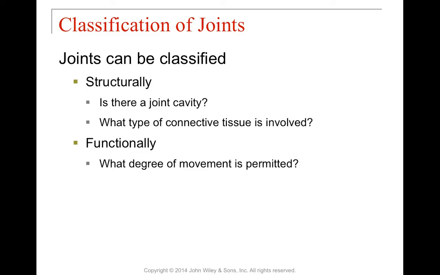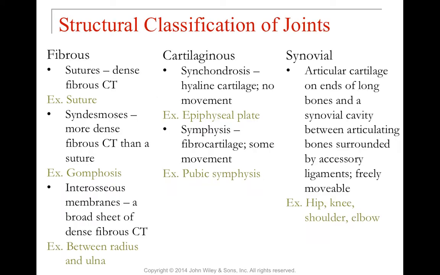To classify them structurally, we need to know if they have a joint cavity and what type of connective tissue is involved in holding these units together. And functionally, we can talk about them in terms of what degree of motion is permitted. So structurally, we can classify them into fibrous, cartilaginous, and synovial. So fibrous are going to be suture joints. So for example, when we just looked at the skull bones and the way those two bones fuse together into sutures, they're going to be dense, and they are going to be very more dense than regular bone tissue generally.